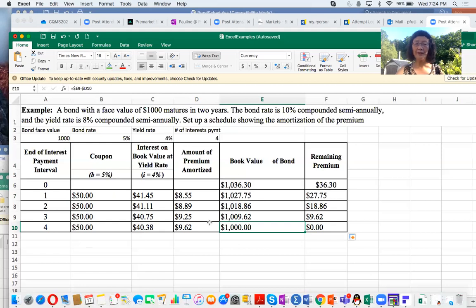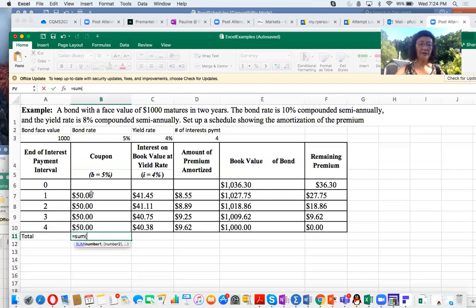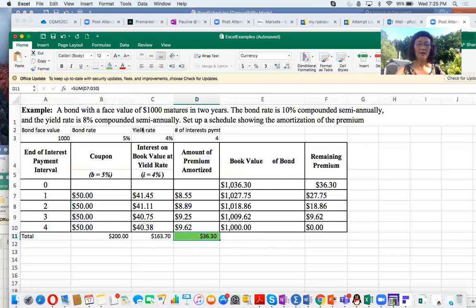You can also, based on this schedule, create a total. What is the total interest paid? It is just this. And drag it down, and you see this number, the premium, matches this number. So you did it correctly. So this is when a bond is purchased at a premium.